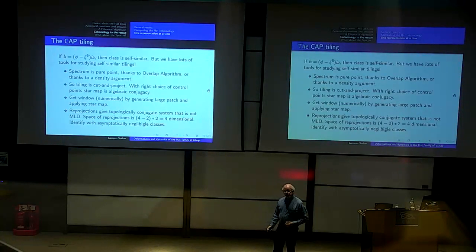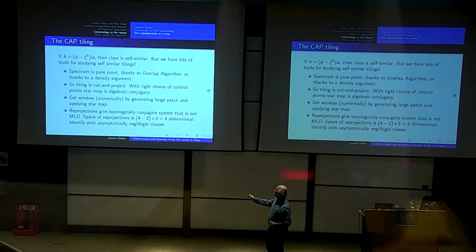Now, there's a particular ratio that gives you self-similarity. That means that your cohomology class is the eigenvector. And that's what you need to do the cap tiling. And once you have something self-similar, then there are a whole bunch of tools that you can bring to bear. Now, I don't know these tools very well, but Franz and Michael know them really well. So you turn to Franz and Michael and say, hey, we've got this self-similar tiling. What are its properties? And they say, aha! Thanks to the overlap algorithm, we know that its spectrum is pure point.